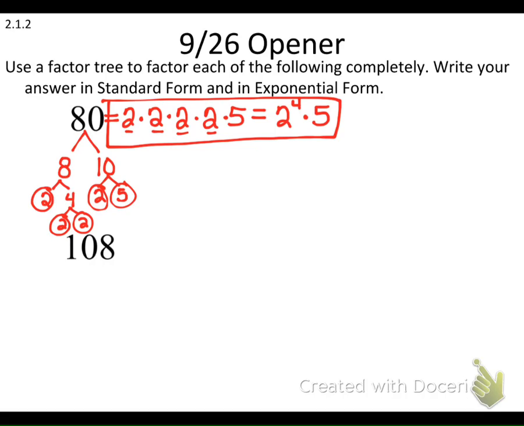So when you go to take a quiz over this on Friday, you're going to receive points for showing your factor tree and circling your prime numbers, and then a point for standard form in the correct order, and then exponential form.